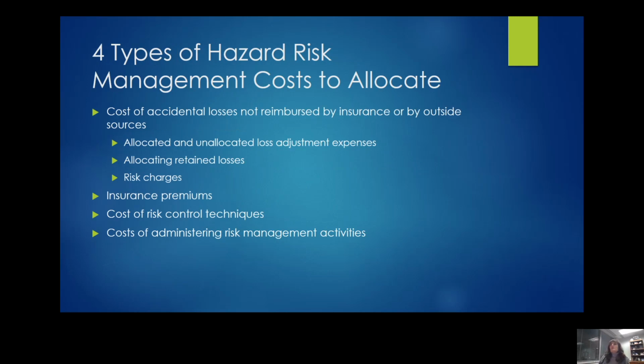There are 4 types of risk hazard risk management costs that we need to allocate. We talked about insurance premiums. We talked about the cost of managing or controlling risks like safety programs or fire prevention. Those are all risk control techniques. We also have the cost of administering risk management activities, so salaries and claims handling, investigation expenses, those would all fall there. And then finally, we have the cost of those losses that we don't have insurance for.